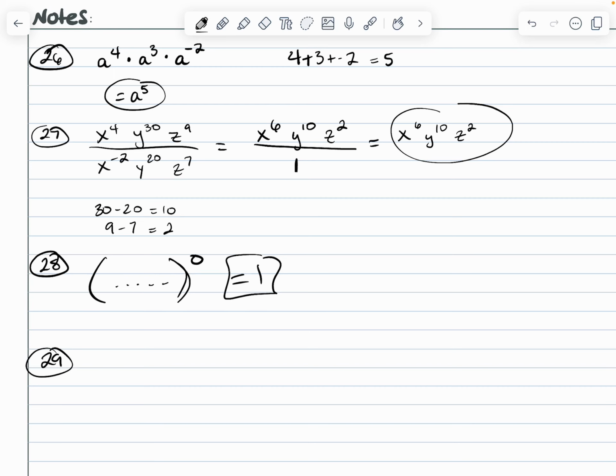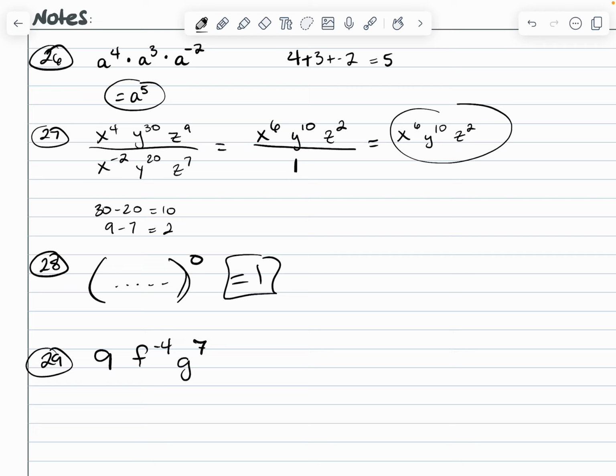For 29, this says 9f to the negative 4th power, g to the 7th power. Negative exponents are not allowed. So that f to the negative 4 is the only thing that has a negative exponent. 9 has a positive exponent. Its exponent is 1. So the only thing that has to flip is the f to the negative 4. It flips down to the bottom of your fraction, and the 9g to the 7th stays in the top of your fraction here. Okay, so that one is simplified there.